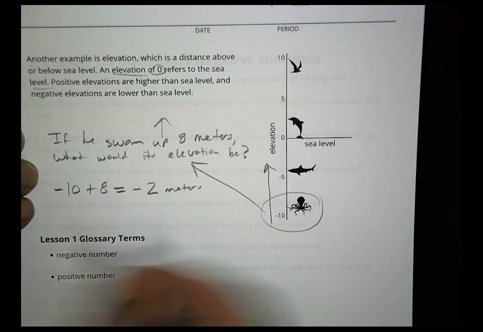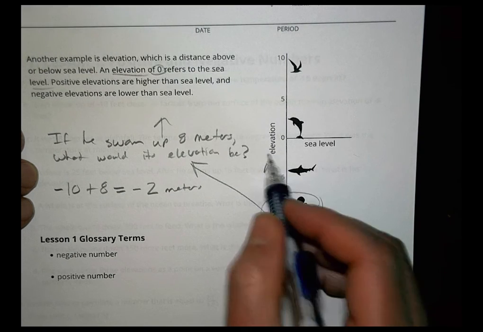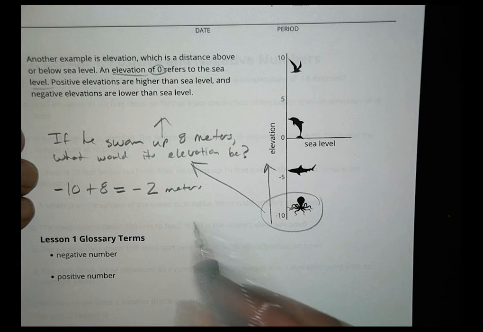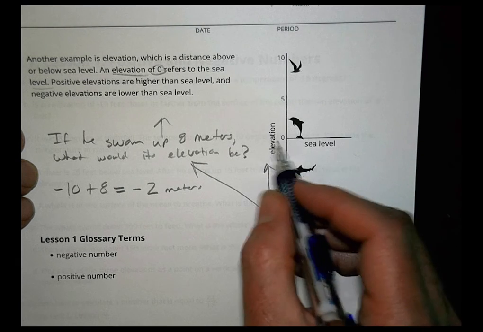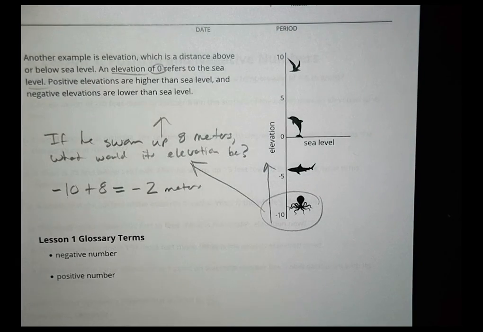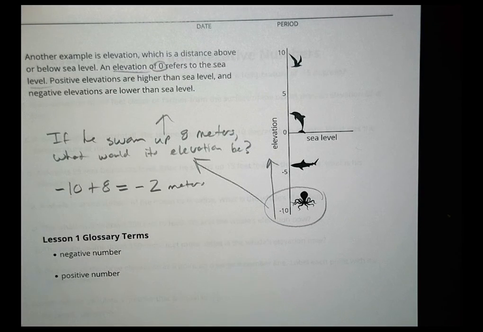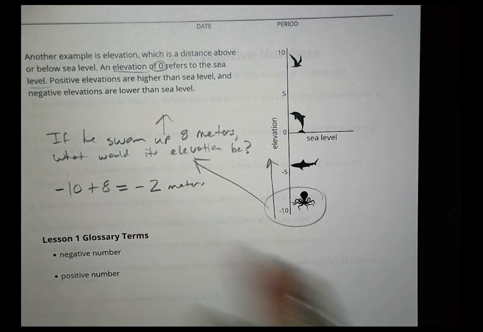So sometimes when you go up, you're just going to add, and you still may be in the negative, but you've increased and gotten closer to sea level. Okay? Alright, we're going to pause there. You're going to be able to work on your homework, and we'll come back together and check that in just a few minutes.